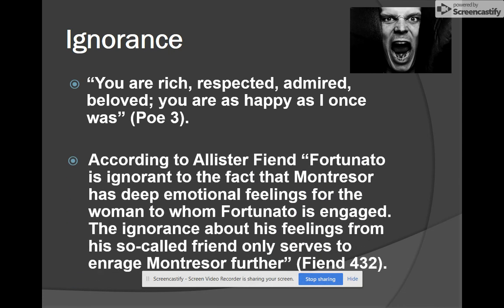According to Alistair Fiend, Fortunato is ignorant to the fact that Montresor has deep emotional feelings for the woman to whom Fortunato is engaged. That would be the Lady Fortunato. The ignorance about his feelings from his so-called friend only serves to enrage Montresor further.